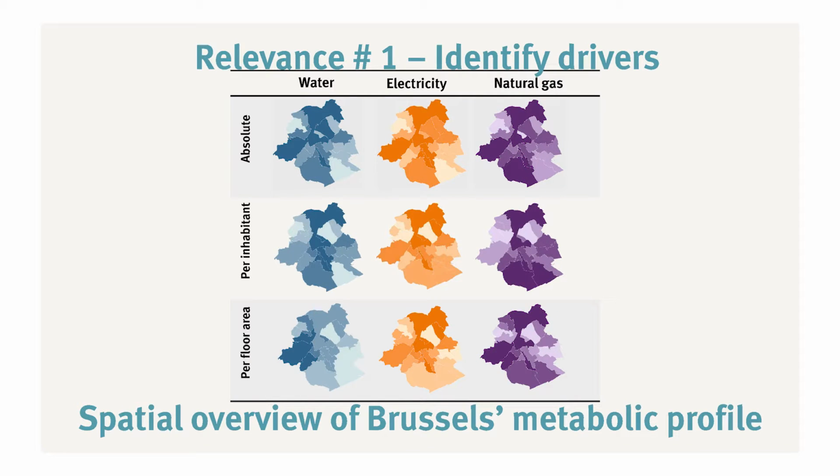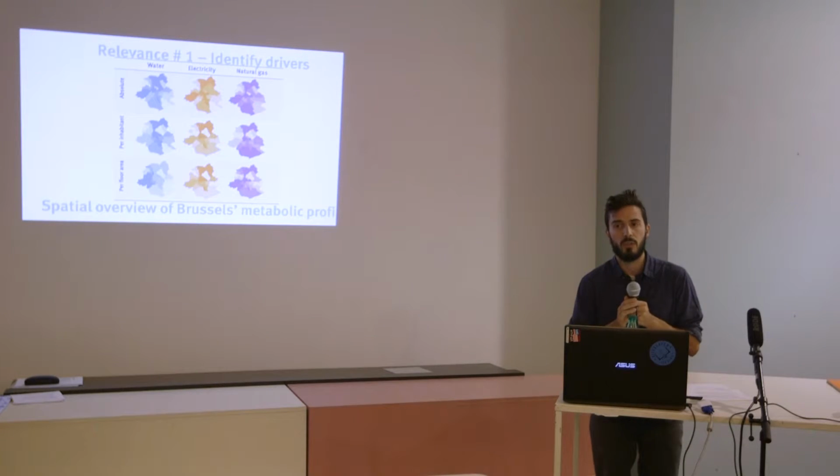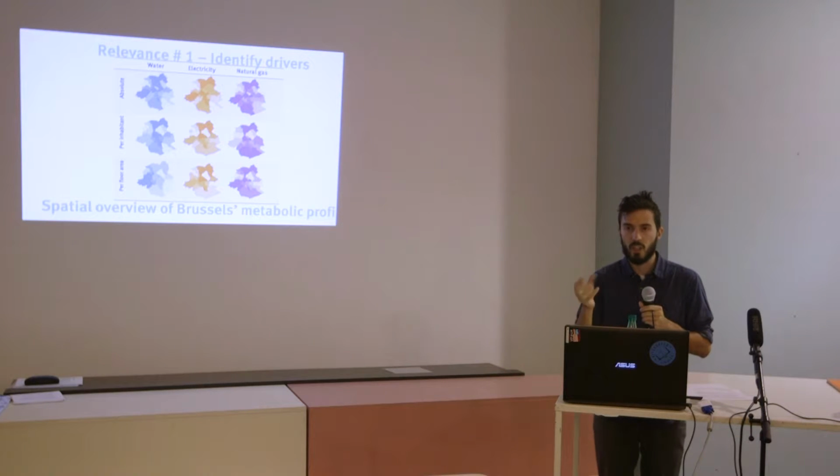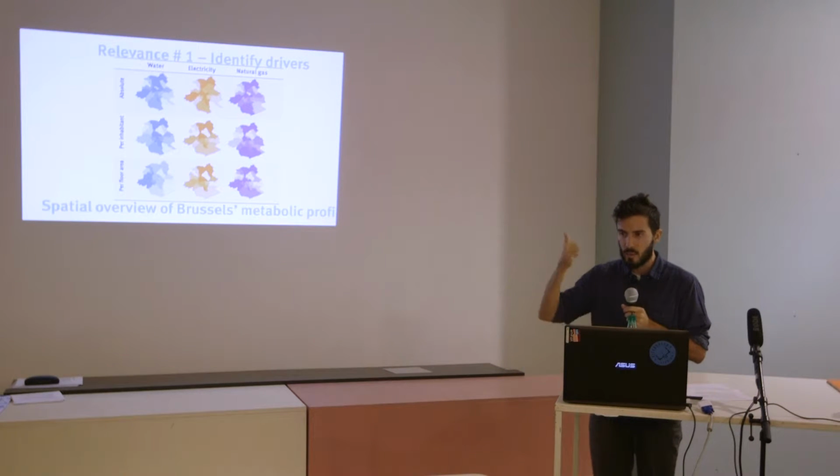What does happen when we zoom in on metabolic flows? We talked before about water, energy. Now I have water, electricity, and natural gas. And this is a very important thing that I'd like to underline. On the top, I have the absolute consumption. So what we read in our meters in our home, if we add them all up, that's what it shows. What we see here is that the distribution of water consumption, electricity consumption, and natural gas consumption seems the same. So in all of the municipalities, they consume in the same way electricity, natural gas, water.